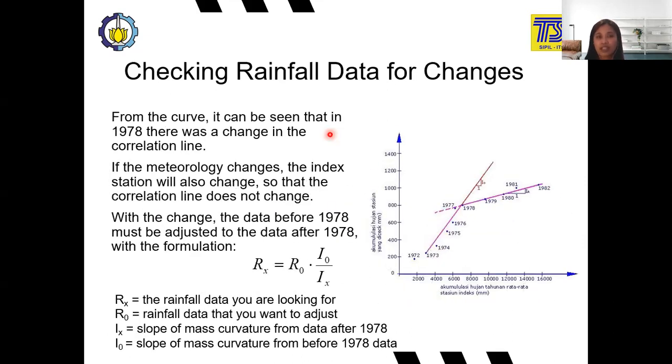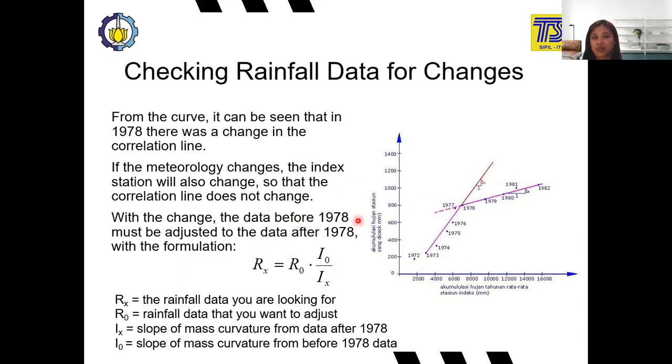How can we check? From the curve, it can be seen that in 1978, there was a change in the correlation line. Here we have this line and this line. Each line has a different slope. Here we use I as slope, and there is I0 and Ix. If the meteorology changes, the index station will also change, so that the correlation line doesn't change.